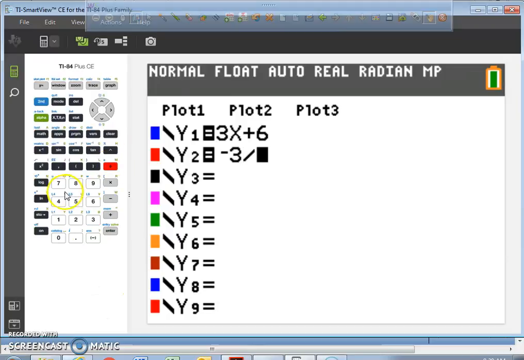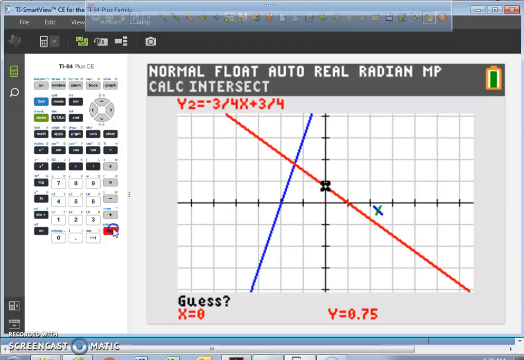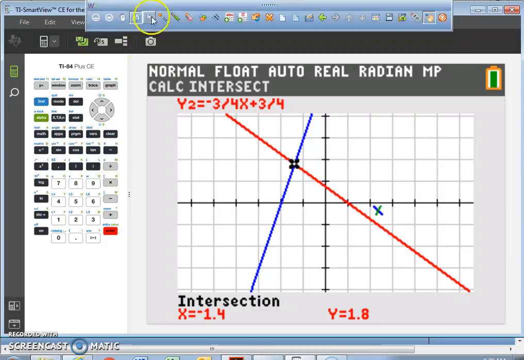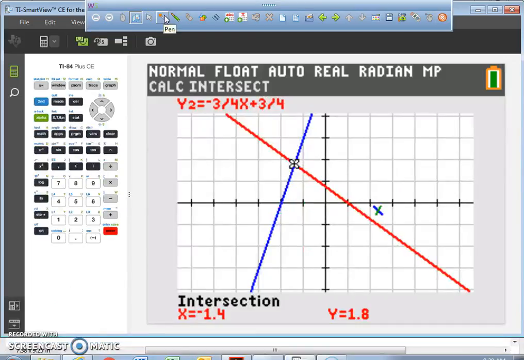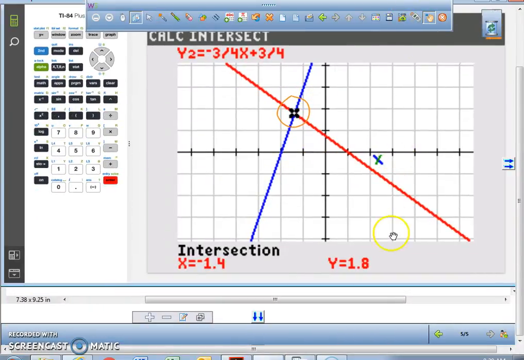Type in negative 3 divided by 4x plus 3 divided by 4. Graph it. Where the two lines meet, hold on. Second, trace. Number 5, press enter, enter, and enter. And you guys see your point of intersection right here at negative 1.4 and 1.8. Now you have to take that information and plug it into your function. We'll finish this on Tuesday.